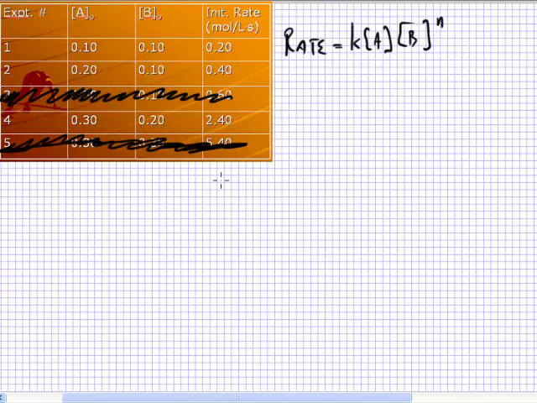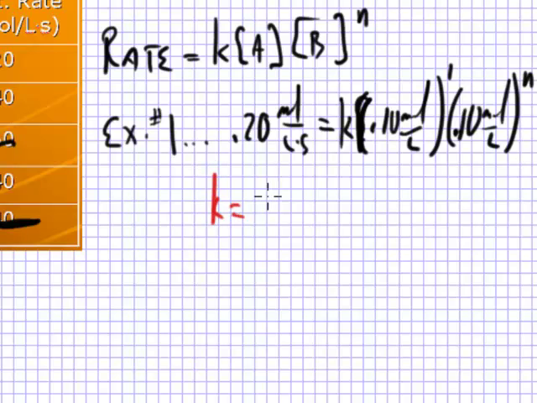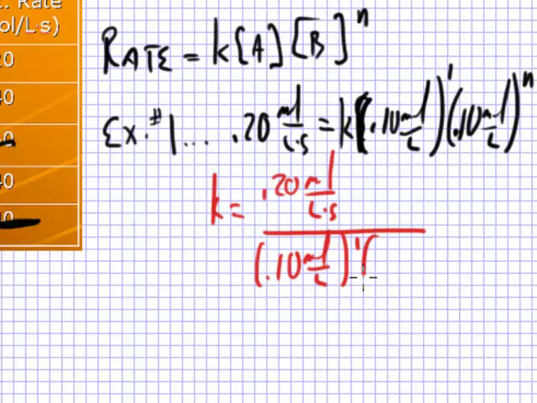Now let's look at experiment number 1. From experiment number 1, we know that the rate, which is 0.20 moles per liter second, is equal to K times concentration of A, which is 0.10 moles per liter to the 1 power, times concentration of B, which we know is 0.10 also, moles per liter, raised to the we don't know what yet. So we can solve for K. We've done this in the past. K is equal to 0.20 moles per liter second divided by 0.10 moles per liter to the 1 power times 0.10 moles per liter to the N power.